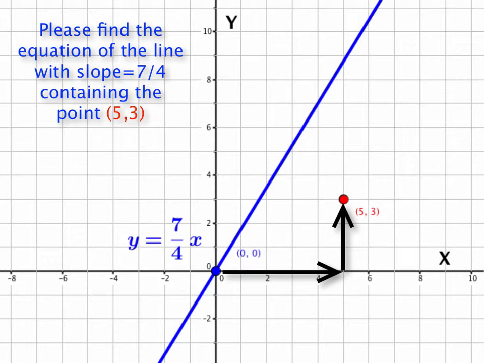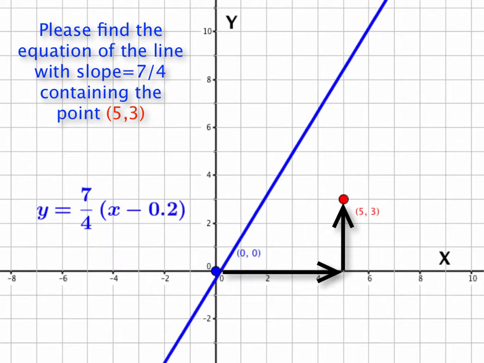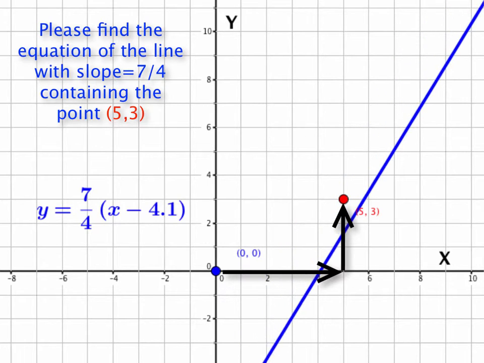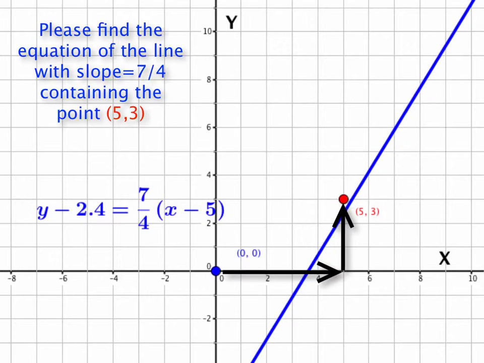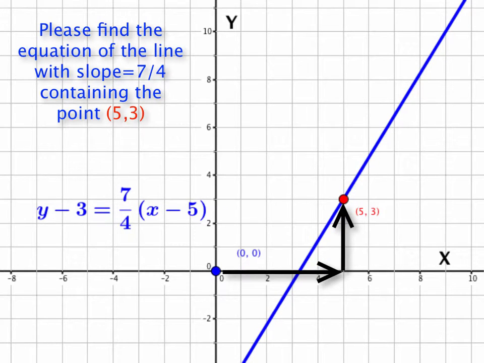graph to the right 5 units, all we need to do is replace the x in our equation with an x minus 5. And if we want to do the remainder and shift this graph up by 3 units, all we need to do is replace the y in our equation with a y minus 3. And now we've got the equation for our graph, which is going to be a line with a slope of 7/4 containing the point 5, 3. Of course, I want us to be very familiar with the two other ways of representing this equation as well.